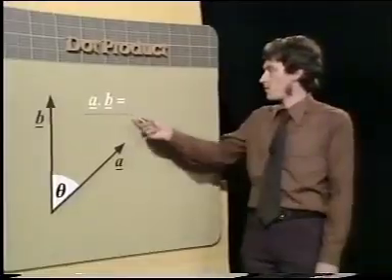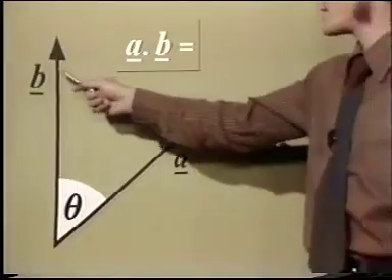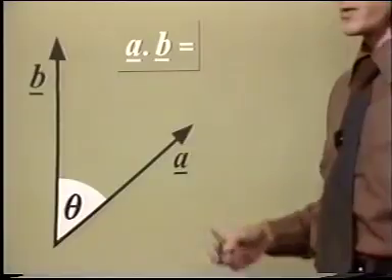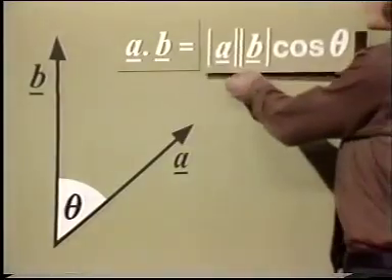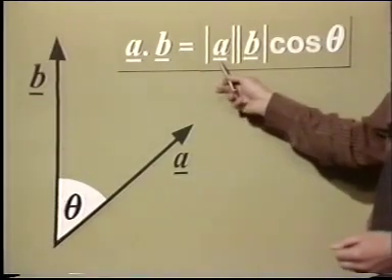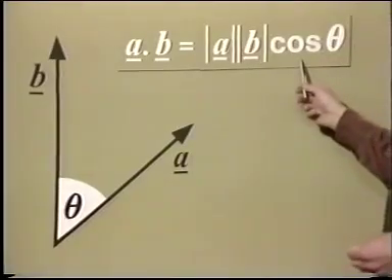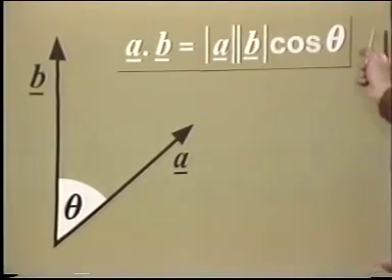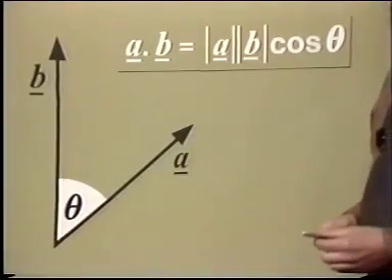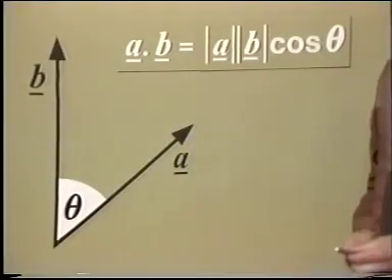First, then, the dot product. We have a vector A and a vector B and an angle theta between them. Then the dot product of A and B is defined like this. It's the magnitude of A times the magnitude of B times the cosine of theta. Well, this quantity here is a scalar quantity. It's a real number. What do you think the dot product has to do with projections?